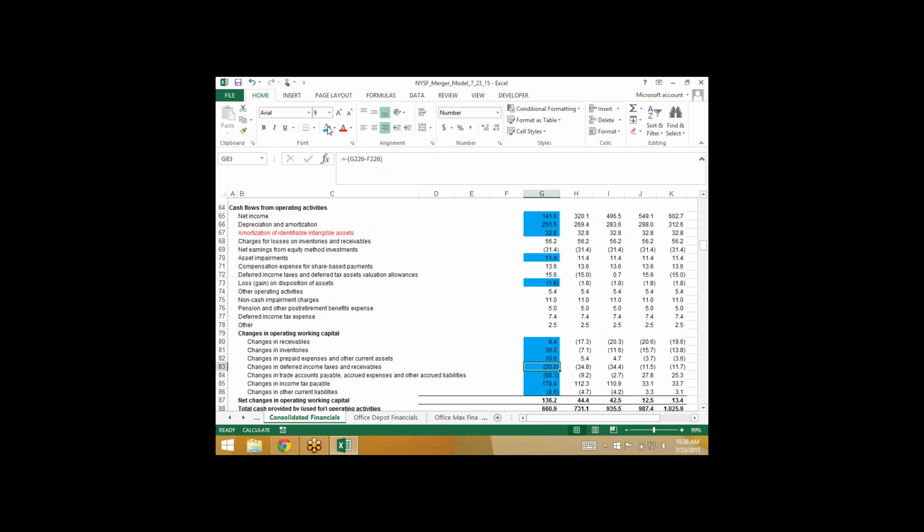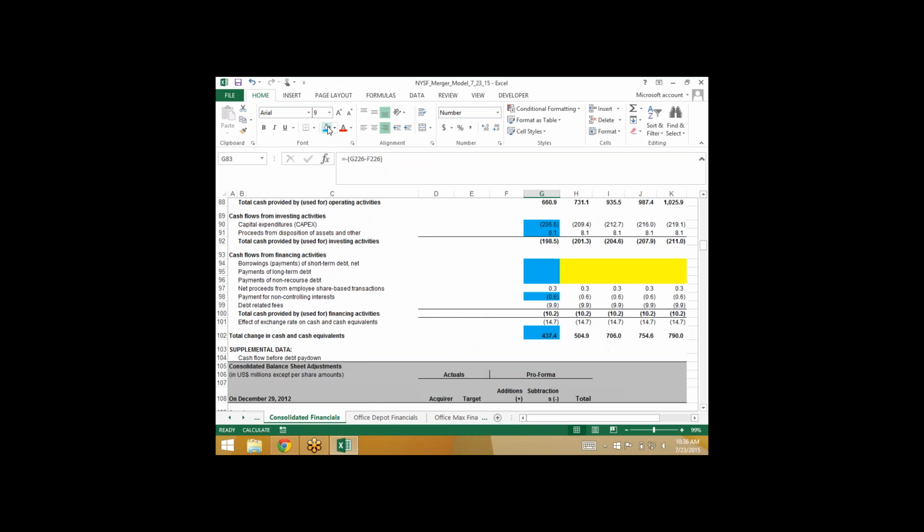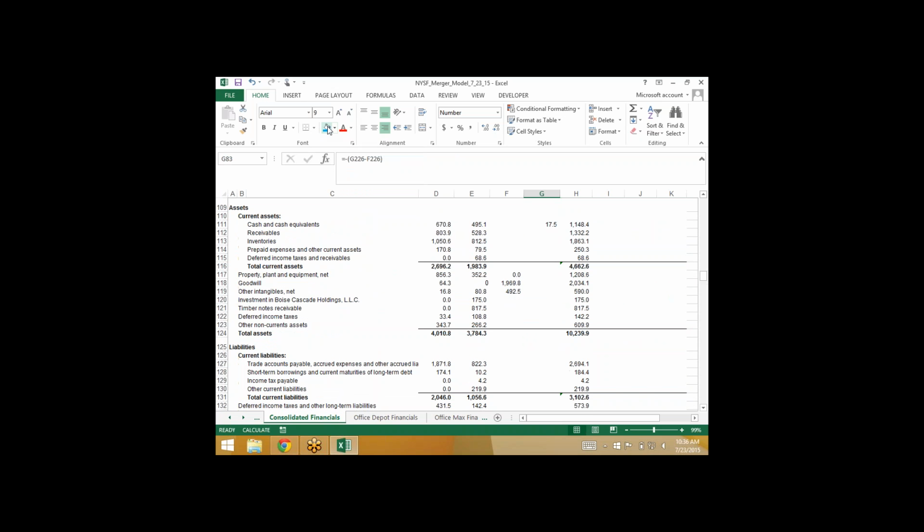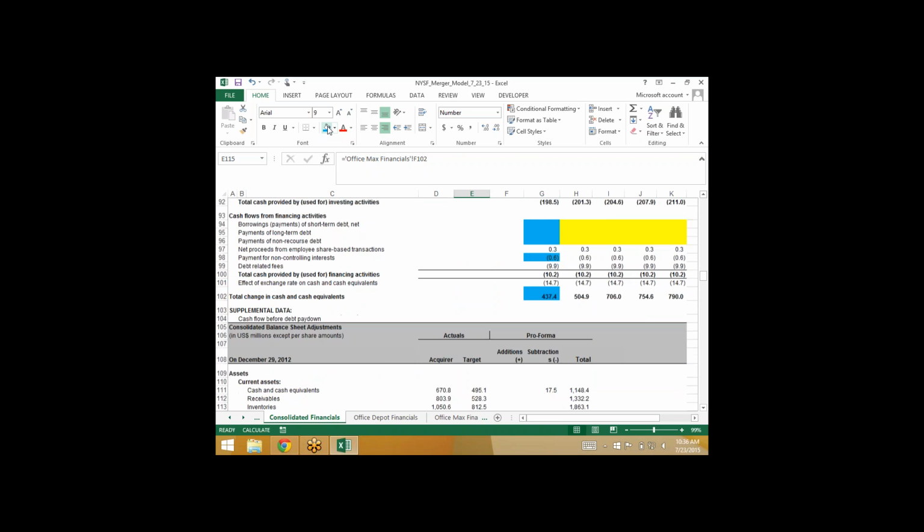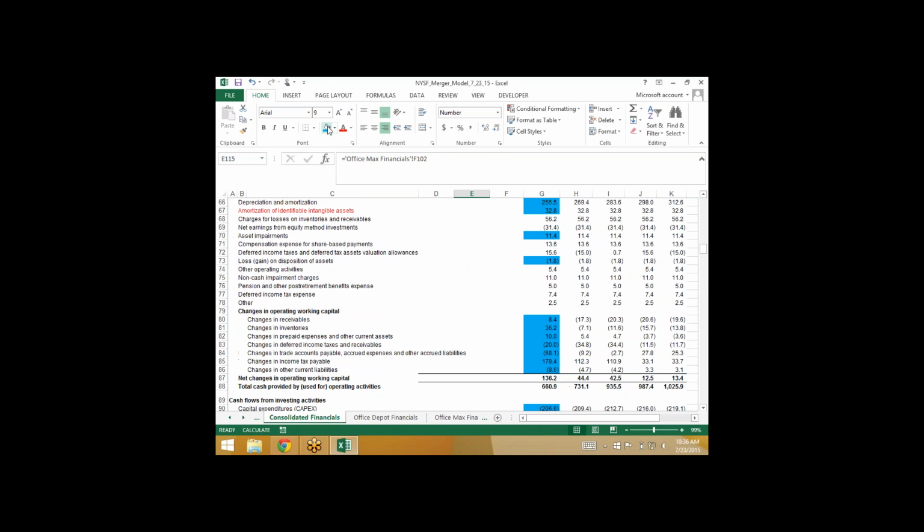So the changes in deferred income taxes and receivables, that's obviously already been handled in the current assets. The other two, the deferred income tax here and the deferred income tax expense, I just threw into the liability. That's what I had done. I think I kind of went back and forth on that.